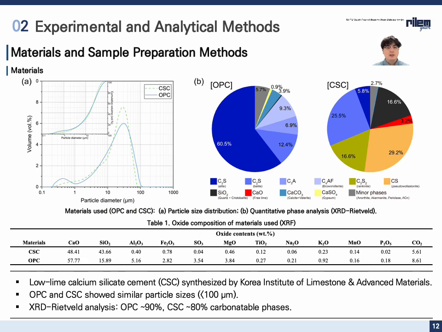So therefore, in this study, we use OPC, ordinary Portland cement, and CSC, and this slide shows the properties of these two raw materials. The particle size distribution shows that the OPC and CSC have similar particle sizes. And the pie chart reveals the phase composition by XRD analysis. The OPC is dominated by alite (C3S) with significant amounts of belite, C3A, and C4AF. On the other hand, CSC consists mainly of carbonatable phases such as C3S2, rankinite, and wollastonite, and also C2S.